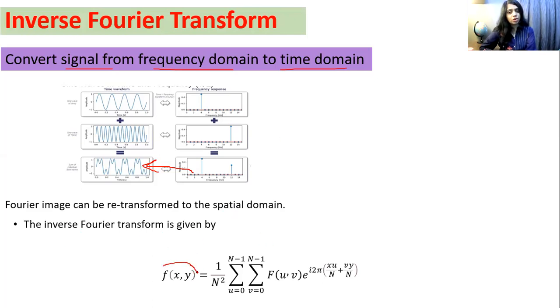f of x comma y is the original image, 1 upon n square. What is n? N is the number of rows and number of columns, pixels, rows of an image. F of u comma v is nothing but the actual Fourier transformed image, because we are calculating inverse. And this is the basis function. Remember that here there is no minus sign, but this is a basis function, same form e raised to power j theta.